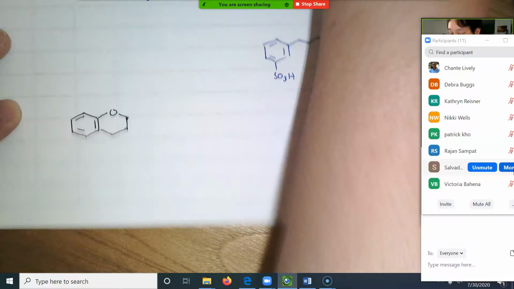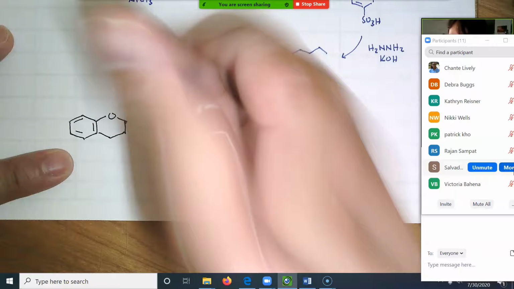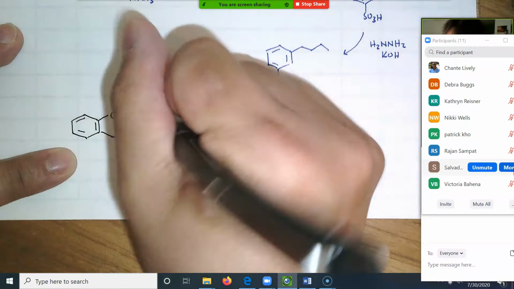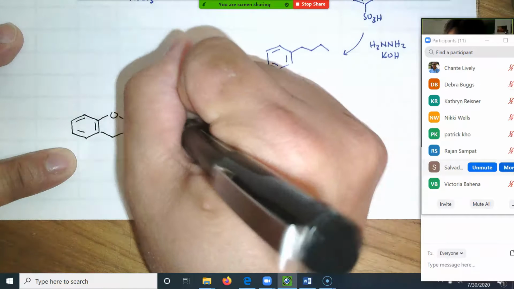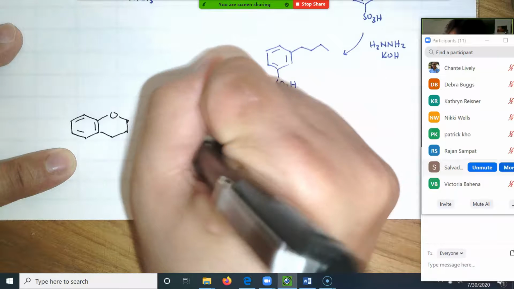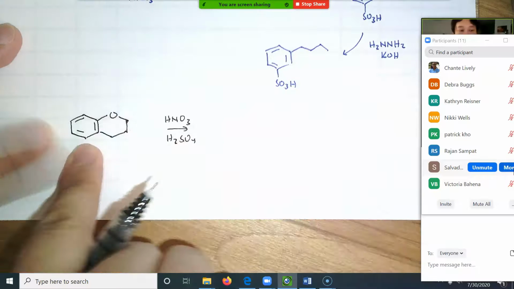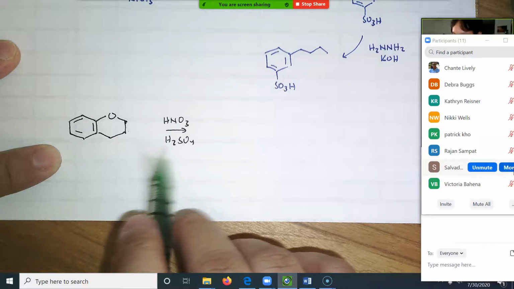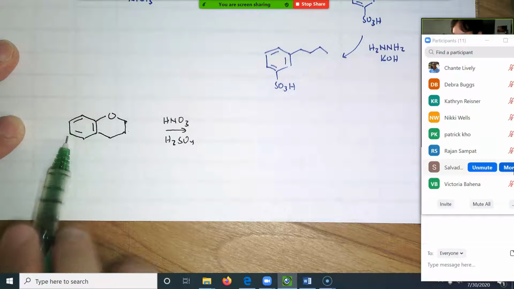See the dilemma here? Let's do nitration. That's the benzene ring on the left. Where are we going to put the nitro group? Here, here, here, or here.